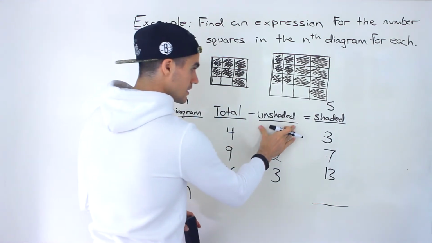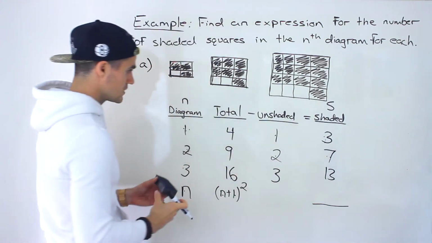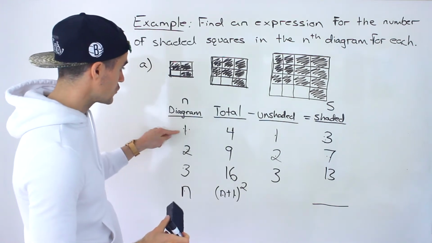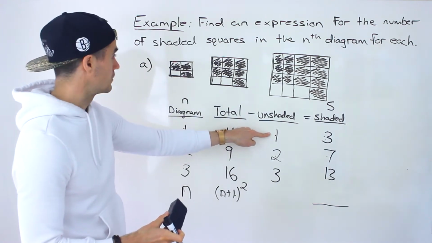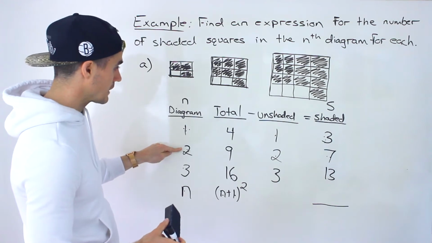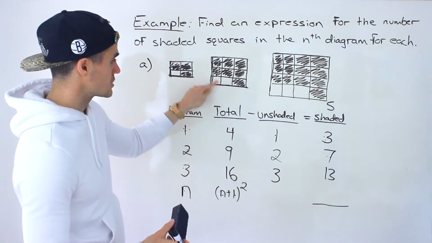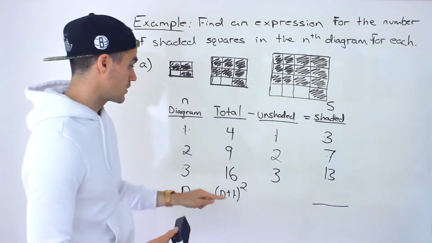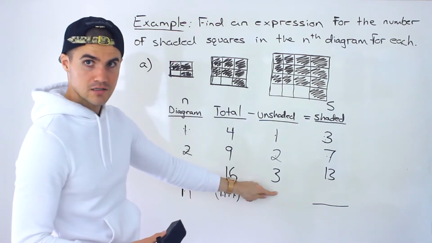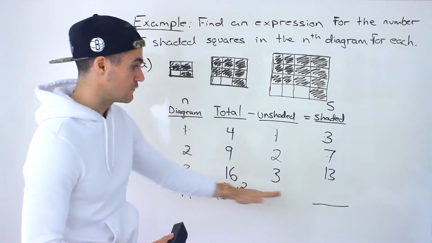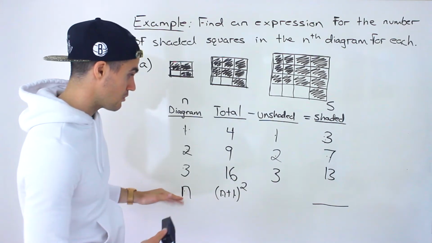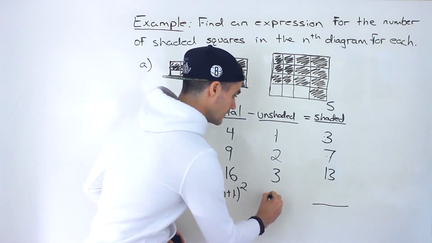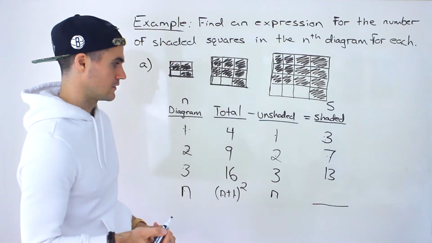Okay, now let's go here. What about the unshaded one? Well, this one's super easy. For the first diagram, there's 1 unshaded square right here. For the second, there's 2 unshaded squares right here. For the third, there's 3 unshaded squares. So then for the fourth, how many is there going to be? 4. 5, 6. For the nth, there's just going to be n right there.